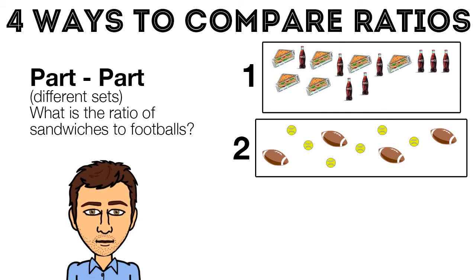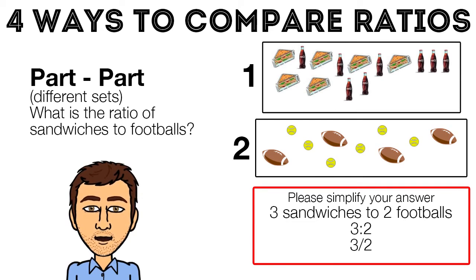The third way we can compare these ratios is part to part in 2 different sets. So let's ask this question: what is the ratio of sandwiches that are in set 1 to footballs in set 2? Go ahead and pause the video now and come up with your answer.